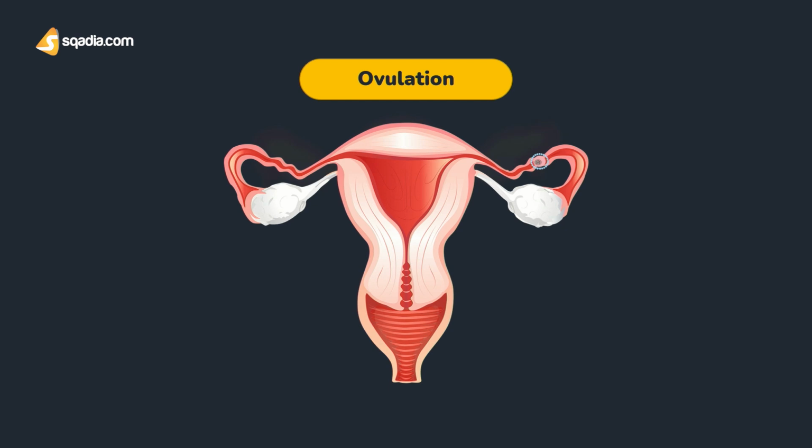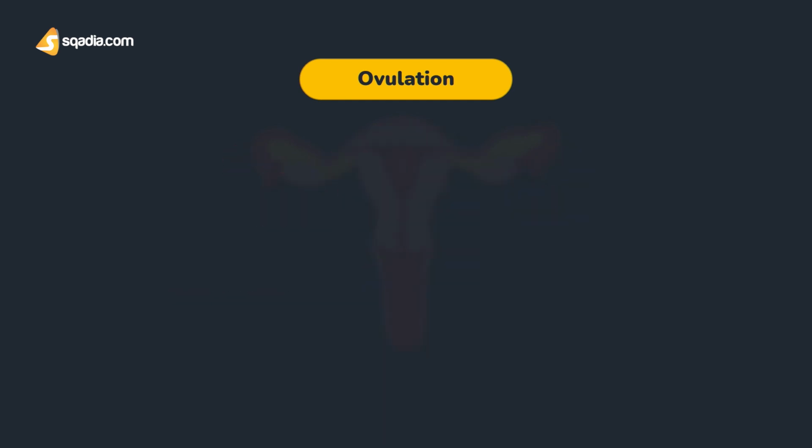So ovulation occurs on the 14th day of the menstrual cycle in the normal cycle of 28 days, and the ovum enters the fallopian tube. This is going to be influenced by LH as I told you earlier. So now we're going to talk about the process of ovulation.